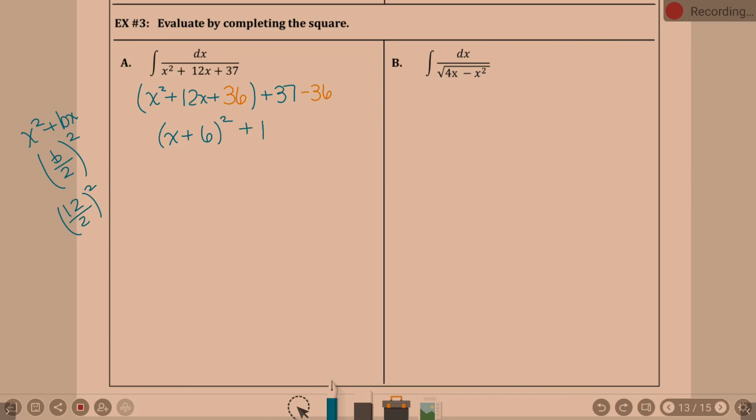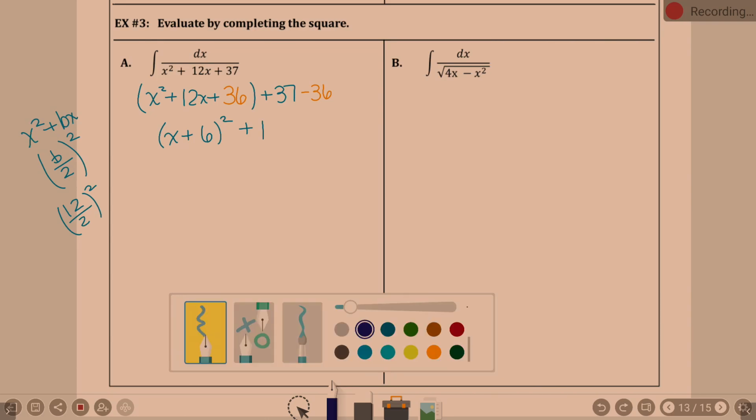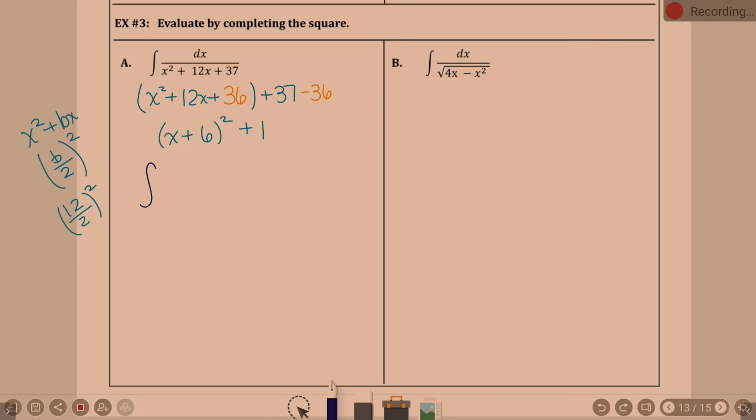I haven't even started the problem yet, really. All I did is rewrite here. That's not exactly how I showed it in my notes, but that's all right. That's what you guys have seen before, so we're going with it. So we're going to rewrite this as the integral of dx over x plus 6 squared plus 1.